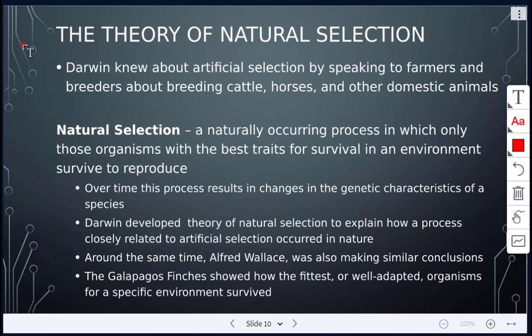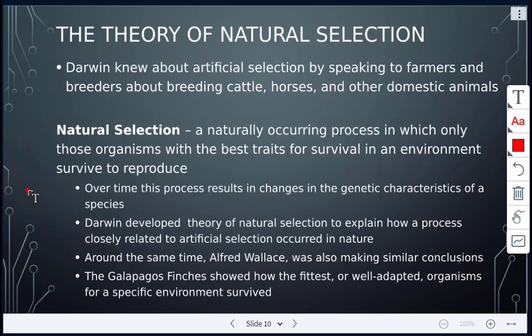Okay, so his theory of natural selection. So Darwin was investigating artificial selection because he could see what farmers were doing with breeding animals and plants and crops and so on. So he knew about artificial selection by speaking to farmers and breeders about breeding cattle, horses, and other domestic animals. So over time, he started thinking about natural selection and evolution. So natural selection, that's a naturally occurring process in which only those organisms that have the best traits for survival in an environment will be able to survive to reproduce. And over time, this process will result in changes in the genetic characteristics of a species.